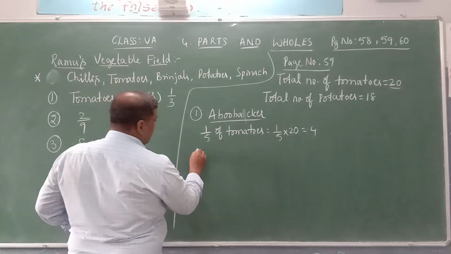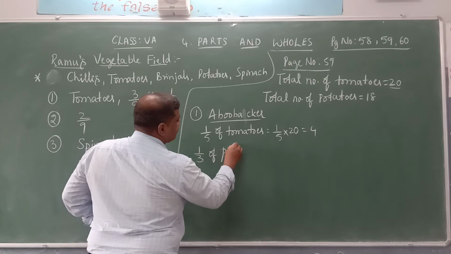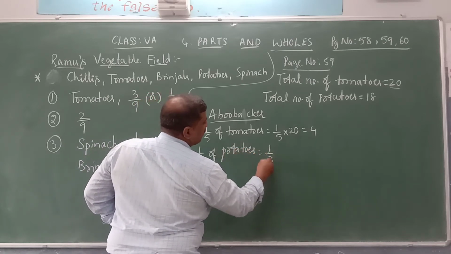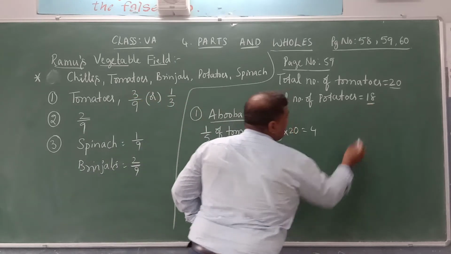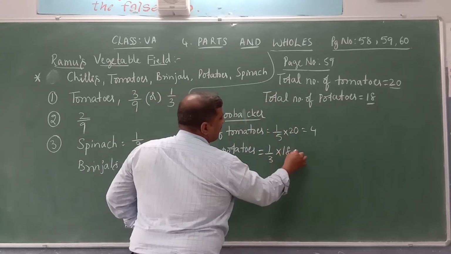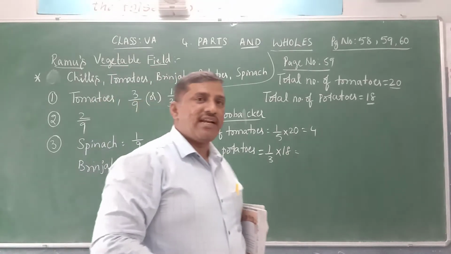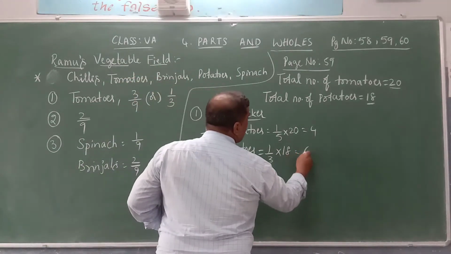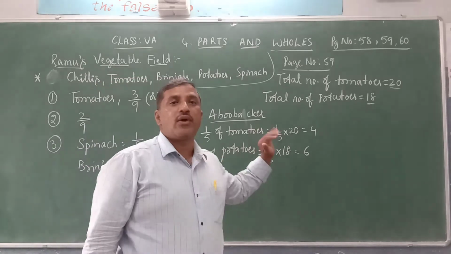And how many potatoes did he get? 1/3 of potatoes. So how many potatoes did he get? It is 1/3 into the total number of potatoes. How many are there? It is 18. Now divide 18 by 3. 3 sixes are 18. When we divide 18 by 3, what is the quotient? We get 6. So Abu Bakr got 4 tomatoes and 6 potatoes.